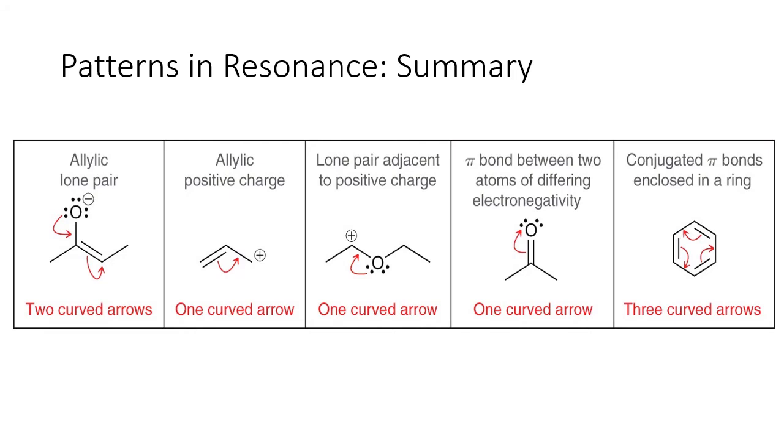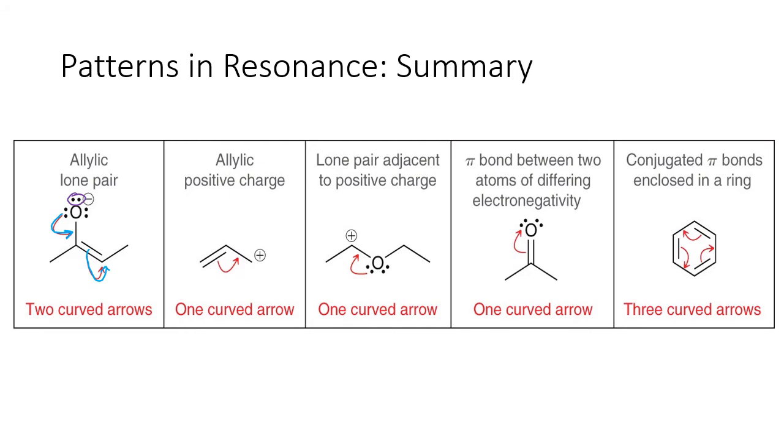So let's go over a summary of the 5 major patterns in resonance that you're going to want to be familiar with. The first one we saw was an allylic lone pair. The lone pair of electrons is in the allylic position when compared with the double bond. We needed 2 curved arrows to go from one resonance structure to another when we were dealing with that pattern. One to move the lone pair of electrons down, and then we had to move the pi electrons of the double bond over so we didn't exceed the octet rule.